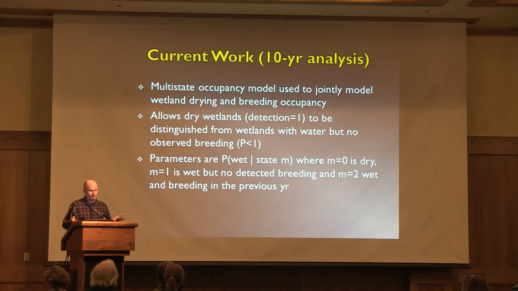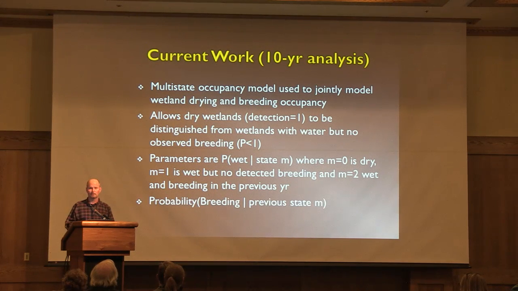We have different parameters as a result of this new approach. We have a parameter which is the probability of a wetland being wet given its previous state. So the states in this multi-state model are: it was previously dry, it was previously wet but didn't have breeding, or it was previously wet and did have breeding. So we're modeling that for wetland dynamics, and we're modeling that for breeding occupancy of amphibians.